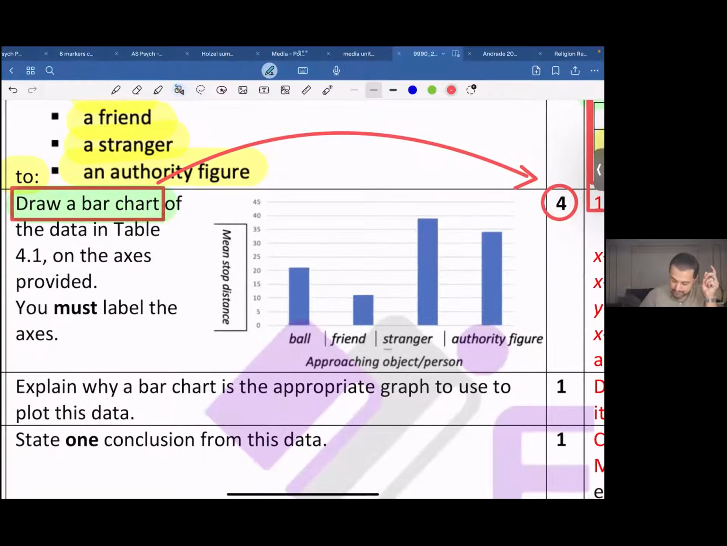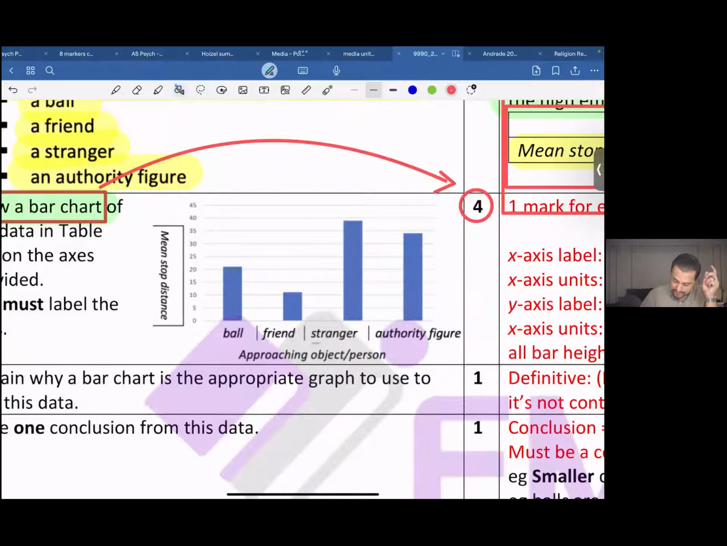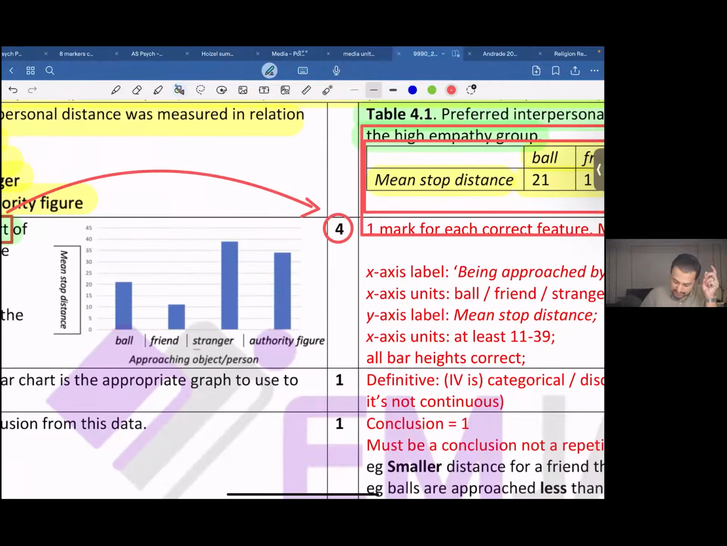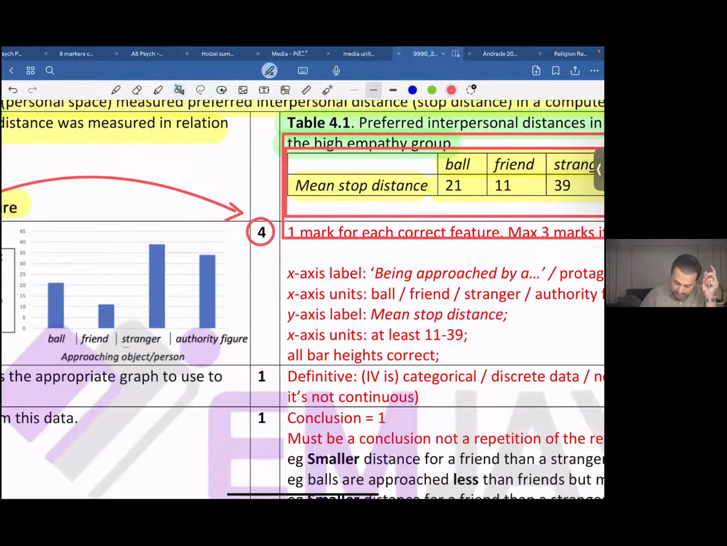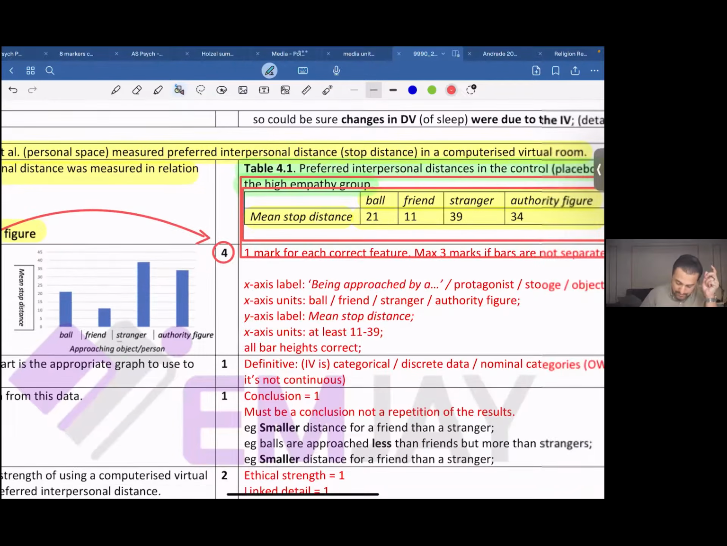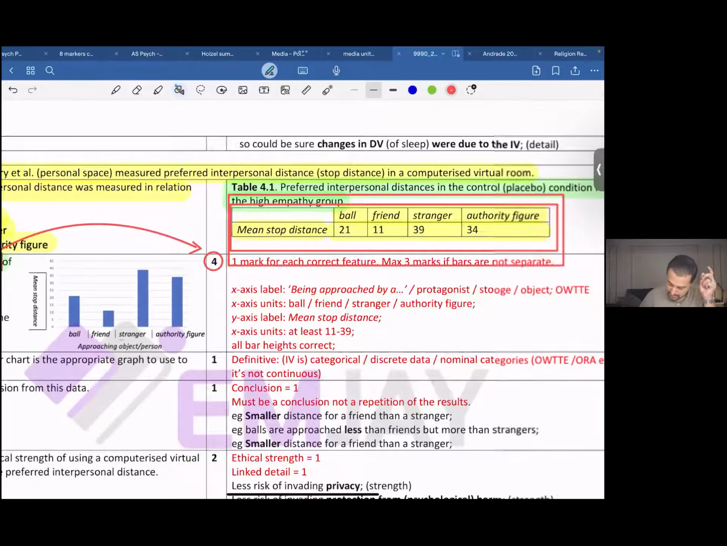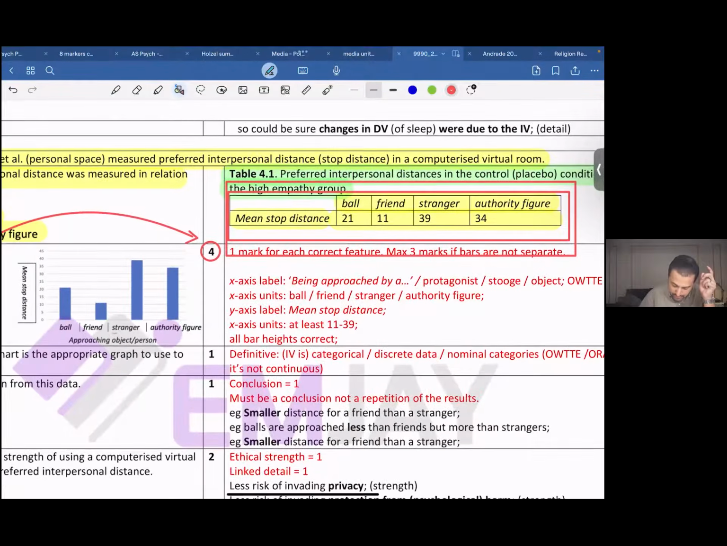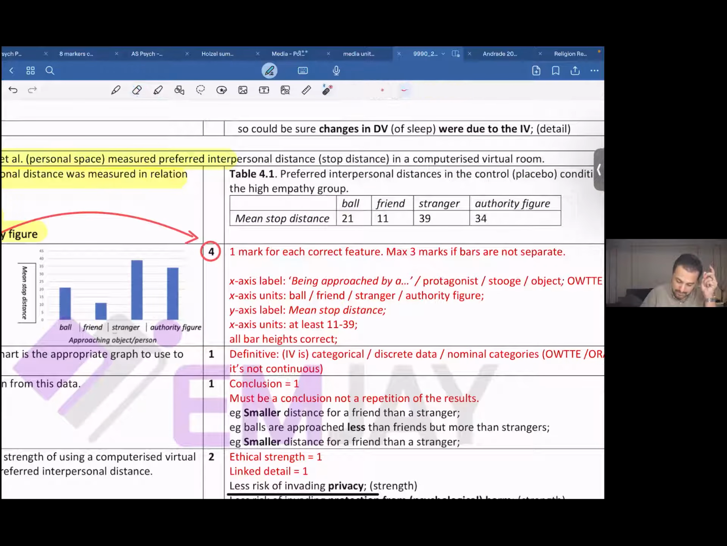So this is a 4-mark question, right? And if we have a look at the instructions that we have over here, number 1, you label the x-axis, you get a mark. I'll show you, it would be written here. Yeah, here you go. So this says 1 mark for each correct feature, max 3 marks if bars are not separate. If bars are not separate, then it's not a bar chart. So the examiner is still being nice to you, which at times happens, at times it does not happen.